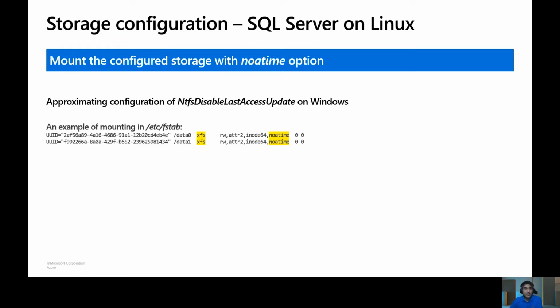We also recommend one more thing. When you are mounting this file system or giving the appropriate parameters in the fstab file, you should use the noatime option. This is equivalent of, or approximating, a configuration of NTFS disable last access update in case of Windows. What it does is it disables the timestamp keeping for file modification. And what we have noticed in our performance validation is that, considering SQL Server is updating the data and log files all the time, there is a huge performance impact in maintaining the last access time all the time. So the recommendation is for you to use the noatime option in the fstab file so that we can reduce the performance impact of this particular issue.